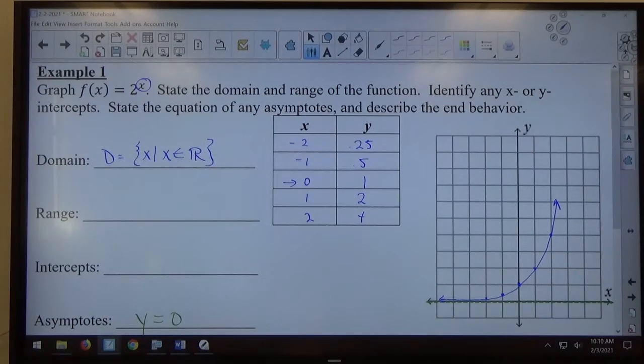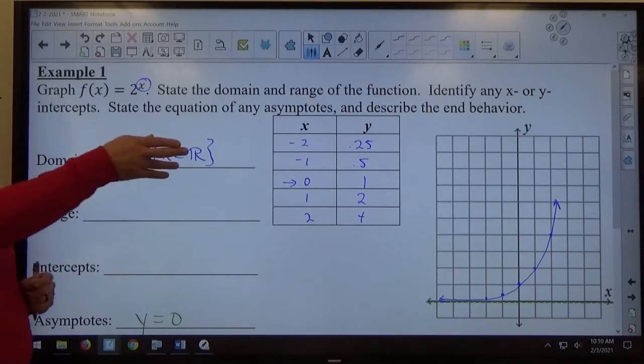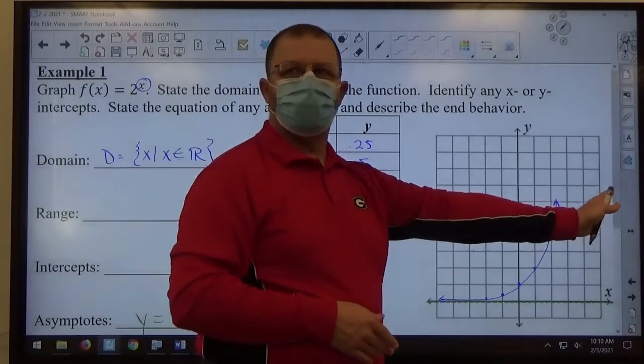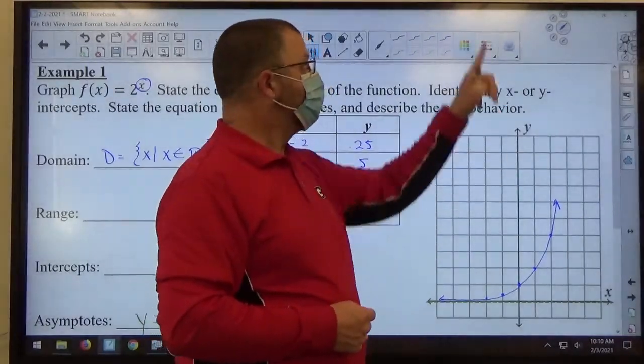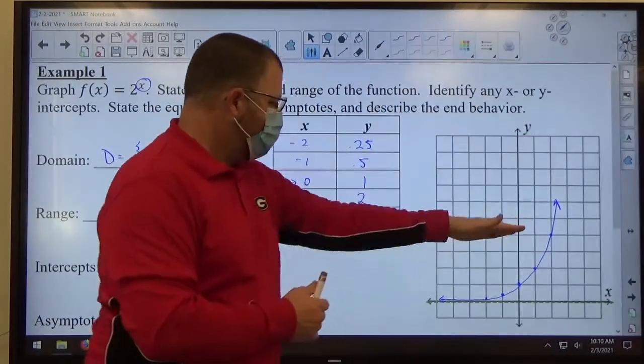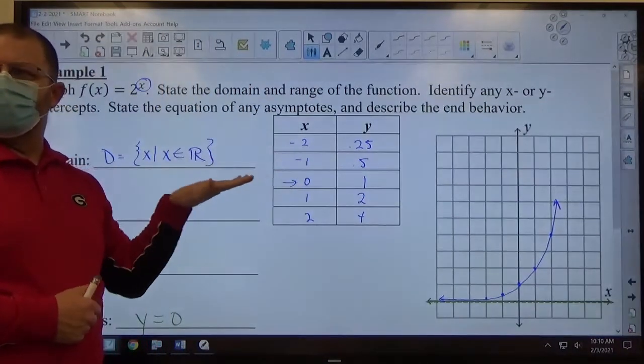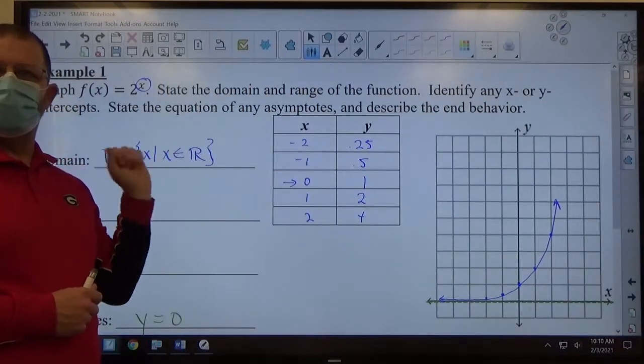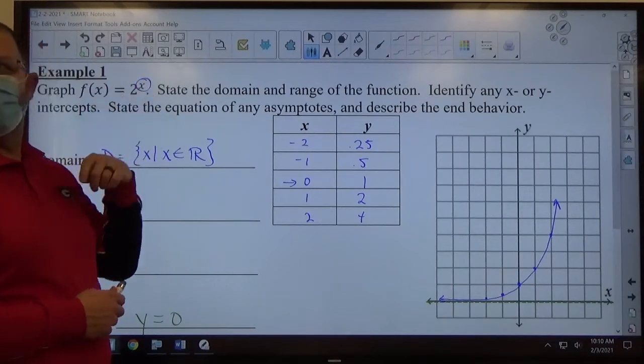Again, domain, once you've got it graphed, you just look at it. What's the farthest it goes to the right? You can pick any number we want to. We can go as high as we want to go. The graph keeps getting higher and higher as we go, and we can go this way as far as we want. It gets closer and closer to 0, but there's no restrictions on what I'm doing. I can do 2 to any power.